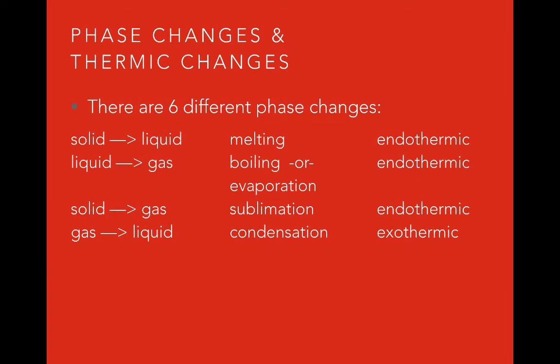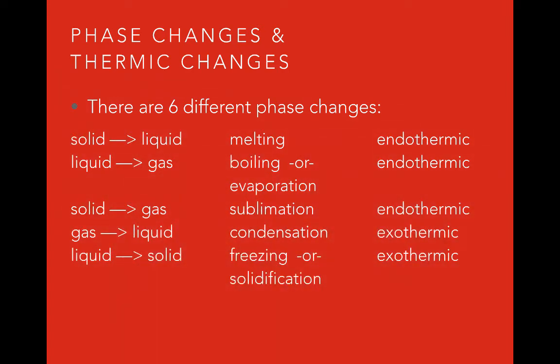Next, we have gas turning into liquid, which is condensation. This is exothermic. Liquid turning into a solid is known as freezing or solidification, and again, exothermic. Finally, a gas turning into a solid is called deposition, and this is also exothermic. The last three examples are exothermic. In order for gas to turn into a liquid, heat must be lost so that it may cool down. The same thing goes for liquid to solid and gas to solid.